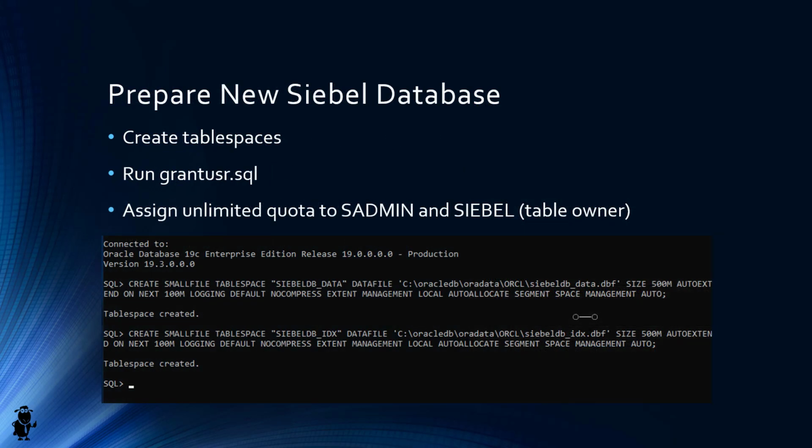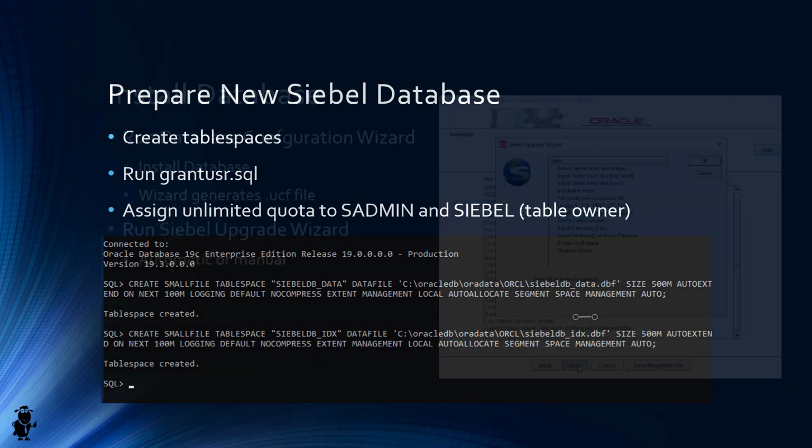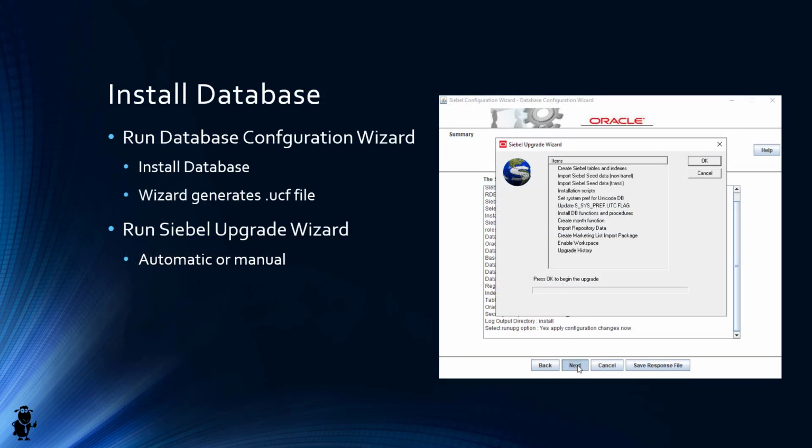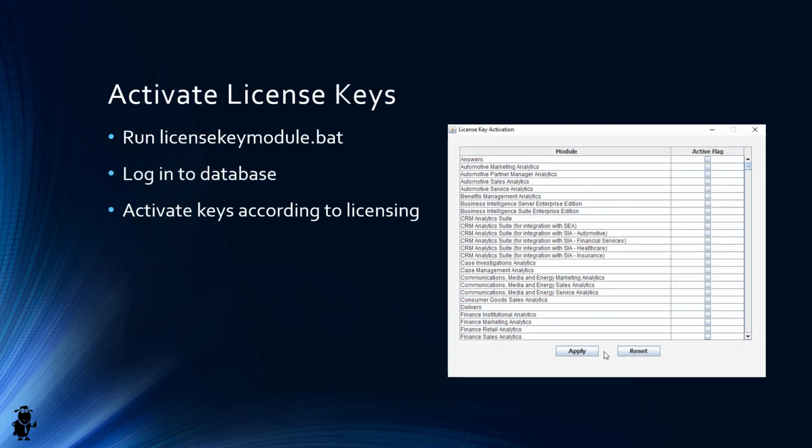And then we'll go for the installation of the Siebel database, which is a two-step process of preparing the database by creating table spaces, running grant user, etc., and then actually running the database configuration wizard to collect the parameters, and then run the Siebel upgrade wizard to import the schema, seed data, and repository for 20.3 in our case. And so we have a valid Siebel database, which is empty at the beginning.